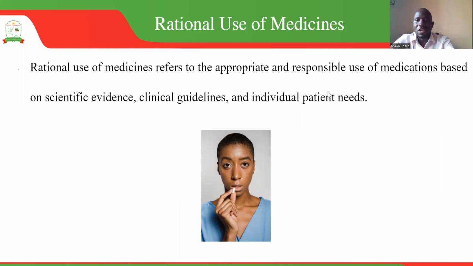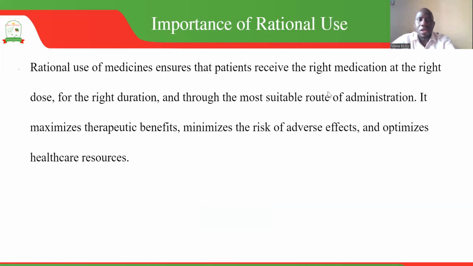Drugs are being used in the most appropriate and responsible way based on what is known in terms of evidence, in terms of protocols, in terms of guidelines to meet the patient's health needs. That's what we call rational drug use. It is very important that drugs are used in the appropriate way because, one, that means that the patient is actually going to receive the right medication for the right condition, and is going to take it at the right time and also in the right dosage.